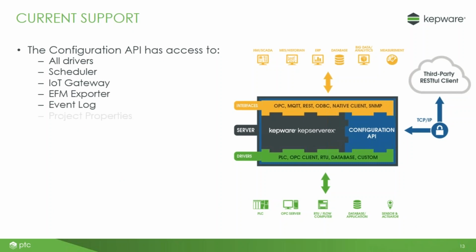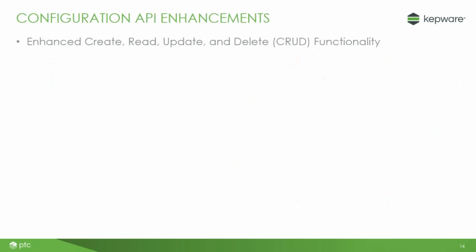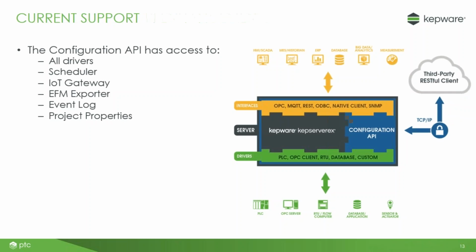Through a web page, if you've programmed one, and we do have example code up on our website and a little 10-minute video I'll talk about in a second that shows you how to use the configuration API. If you're connected through a web client to the machine that has the Kepware install, you have access to create channel, device, tag connectivity using all our drivers, and you can also configure some of our advanced plugins like the scheduler, IoT gateway, EFM exporter. You can read our event log remotely, and you can also modify project properties.